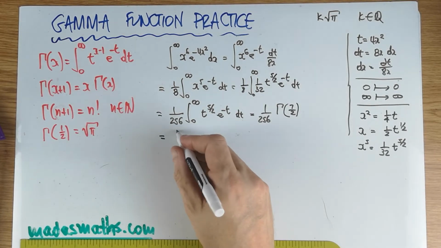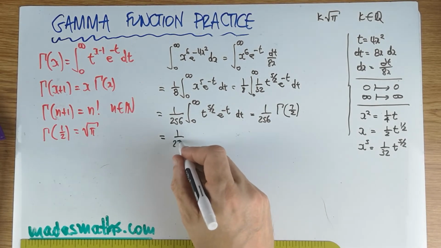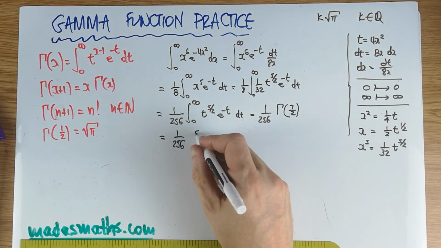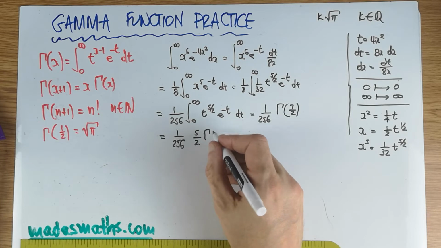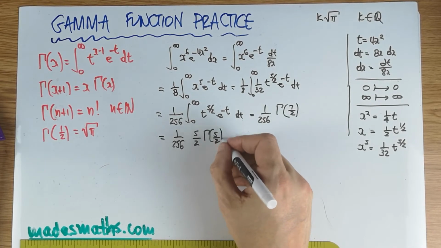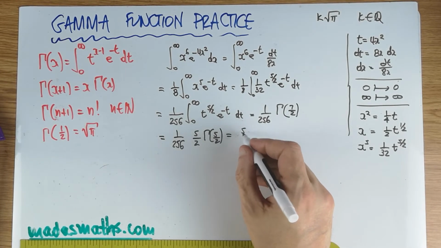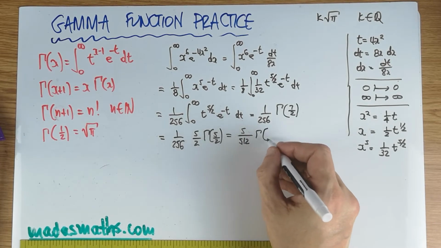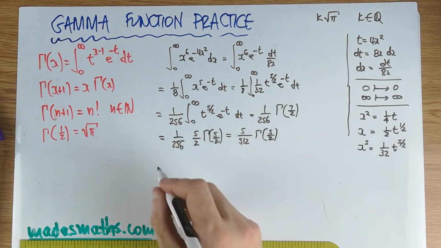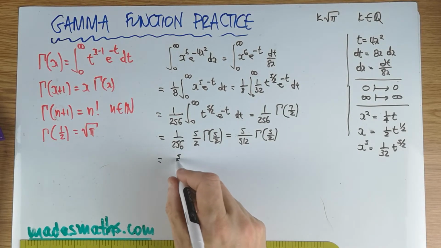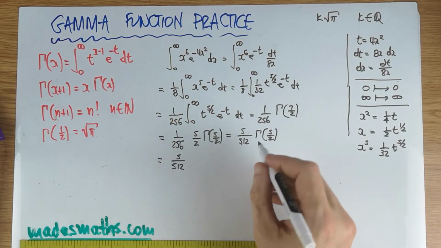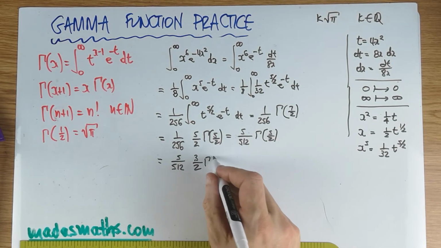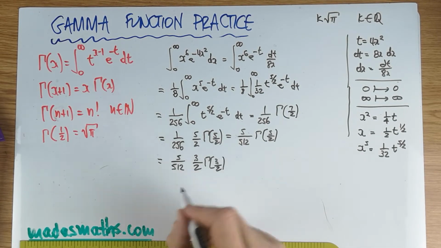And now we're using the recurrence relation. So 1 over 256. And this bit here is 5 over 2 times the gamma of 5 over 2. Which of course will give us 5 over 512 gamma of 5 over 2. And again, we're using the recurrence relation. So the gamma of 5 over 2 is of course 3 over 2 times the gamma of 3 over 2.